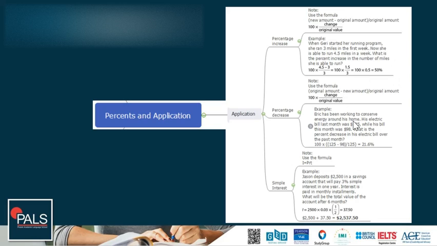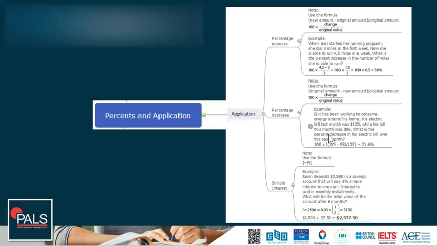The second one is percentage decrease. Same as the percentage increase, you can use the same formula, but to find the change, you need to subtract the new amount from the original amount, then the answer divided by the original amount.